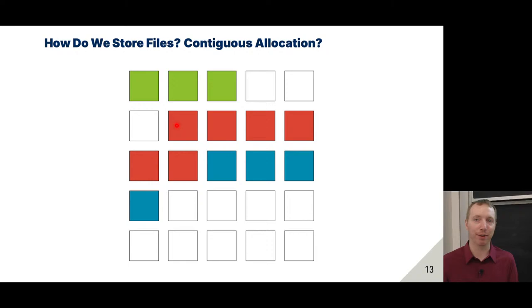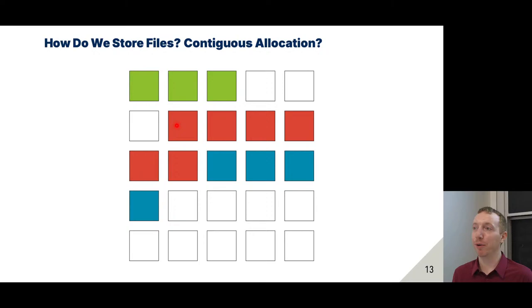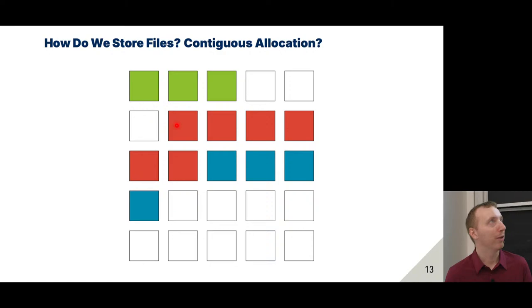Everyone thinks it looks like an array. So if that's how I represented files, what would I have to do in this case if, say, the red file was my stream recording, and it got bigger? What do I have to do to make this file one block bigger if it has to be contiguous?